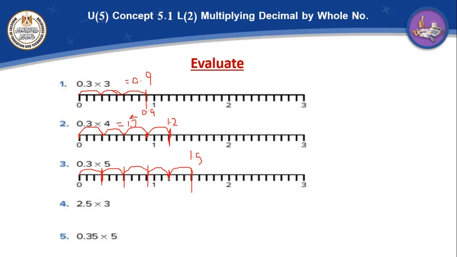Okay. 2 and 5 tenths by 3, by using repeated addition or multiplying. Repeated: 2.5 plus 2.5 plus 2.5. By using repeated addition, 2.5 and 2.5 equals 5. 5 plus 2.5: whole plus whole, you get a whole number. 2 plus 5 is 7.